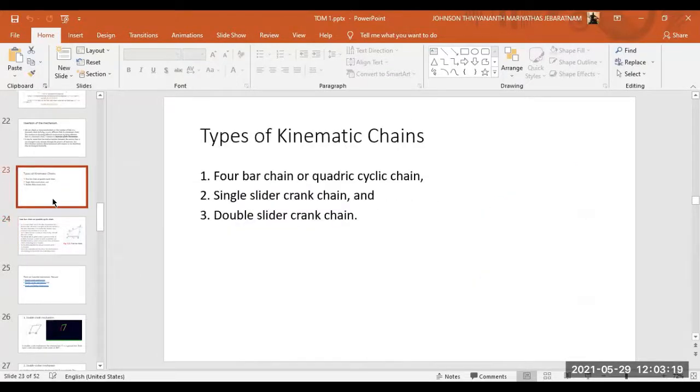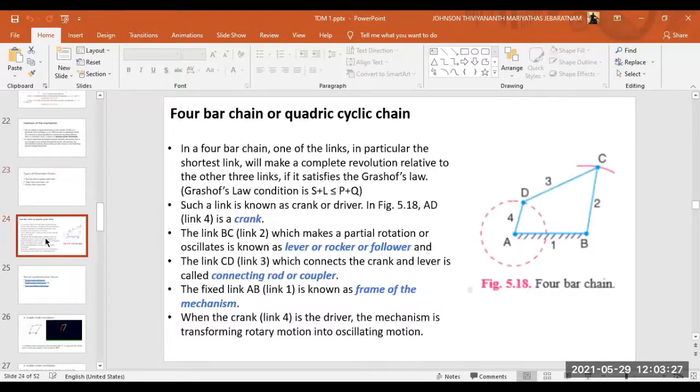4-bar chain or quadric cyclic chain, single slider crank chain, double slider crank chain. These are a few inversions. Let's see them one by one. So now we'll go for the first one.